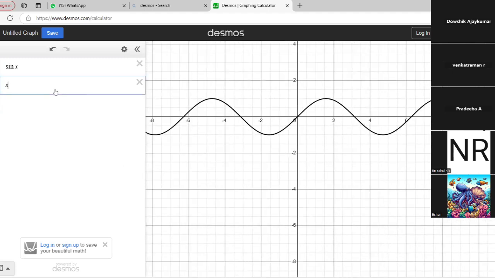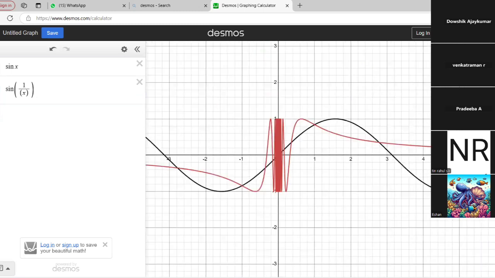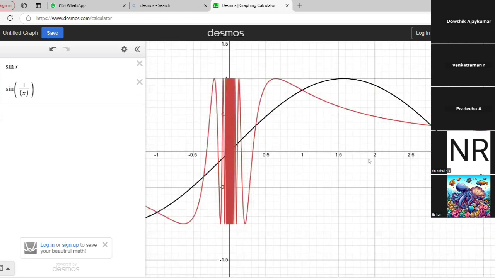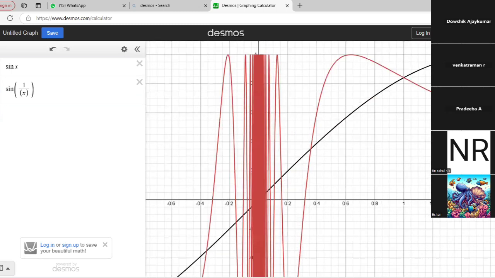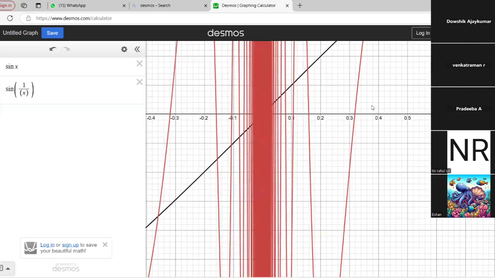But suddenly when sin 1 by x happens, when life turns upside down, you see what's happening. Very close to 0, it moves vigorously, but you cannot take exact numerical values at all. Even if you zoom in, it still looks like only a shaded thing, because they are telling you indirectly that you cannot take direct numerical values as such.